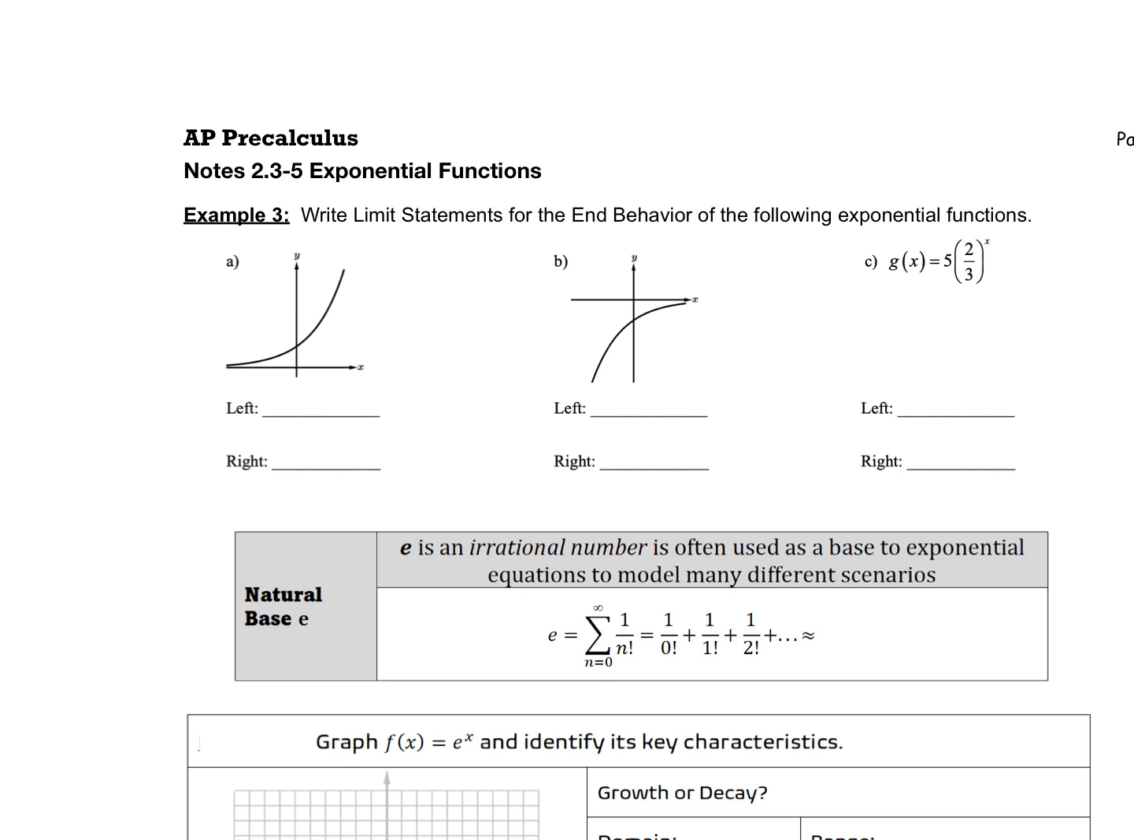On the ones where they give me a picture, it's pretty simple. We just have to look at the graph. On the left-hand side, what are we approaching? 0. And on the right-hand side, positive infinity. When we look at the second one, here's one that's been reflected and turned down. So on the limit as x approaches negative infinity, so sorry, to the left.